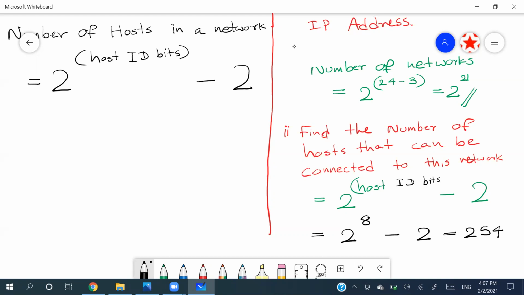So we know from the IP address that is given to us, which is 192, and the CIDR is ending as /24. So /24 indicates there are 24 net ID bits. So if net ID bits are 24, host bits should be 32 minus 24.